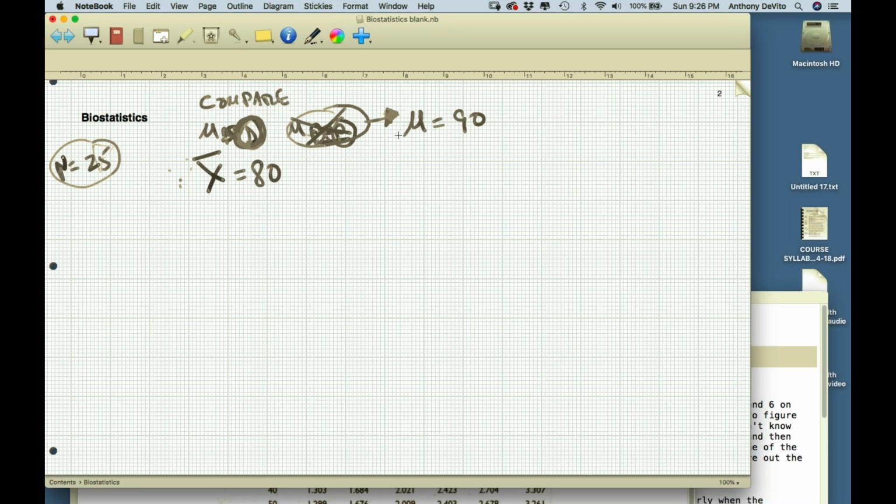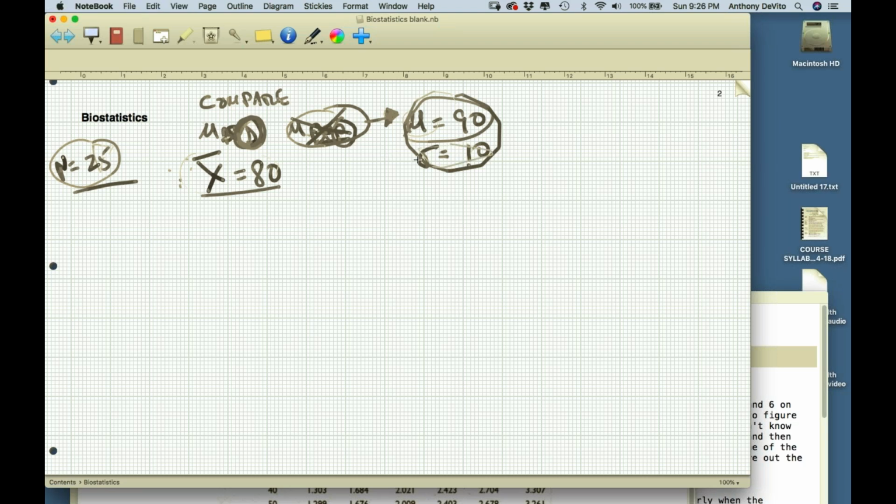Okay, so let's say I know the mean for all the people in the nursing home, right? Let's say I also know the standard deviation for all of the people in a nursing home, and I happen to know that it's equal to 10. So I take a sample of size 25, I get an average of 80, and I want to compare it to a known population that has a mean of 90 and a known standard deviation of 10.